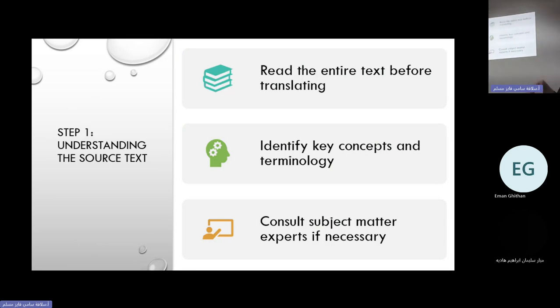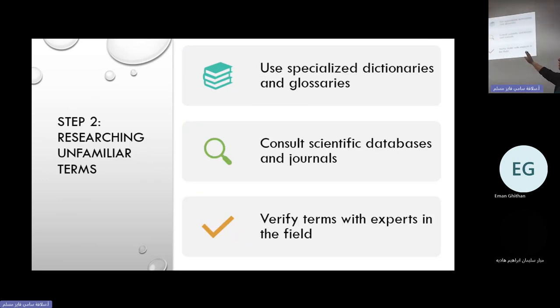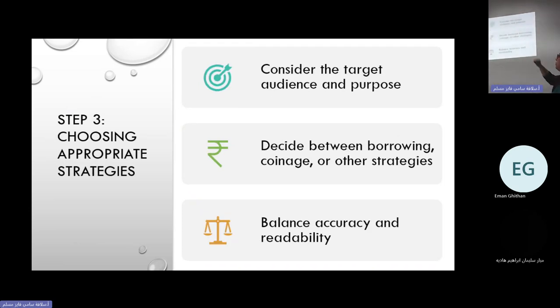If we take them one at a time: understand the source text, read the entire text, identify the concept, consult subject matter experts. Step 2, researching unfamiliar terms: use specialized dictionaries, consult scientific databases and journals, verify terms with the experts. Step 3, choosing appropriate strategies: consider the target audience and purpose, decide between borrowing, coinage and other strategies, while balancing accuracy and readability.